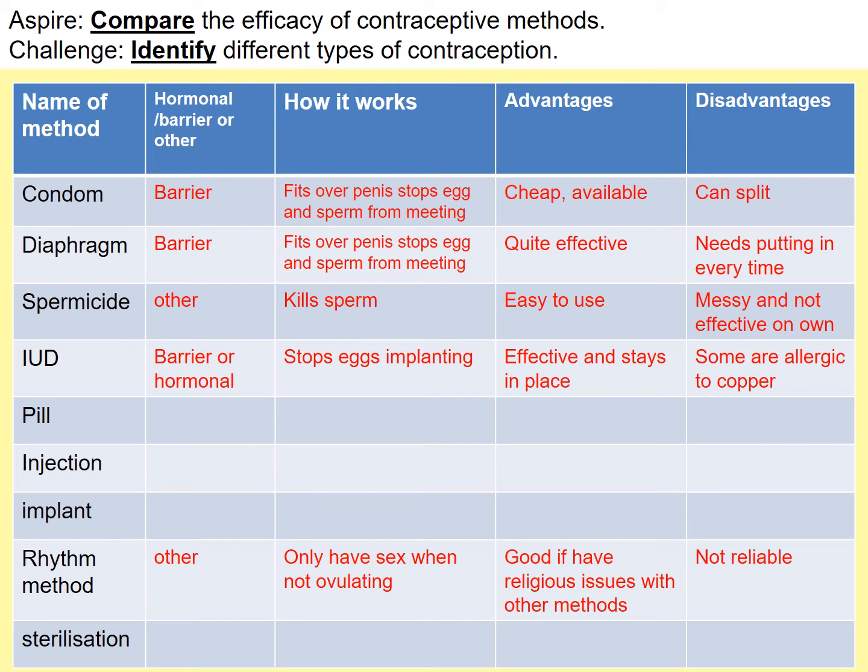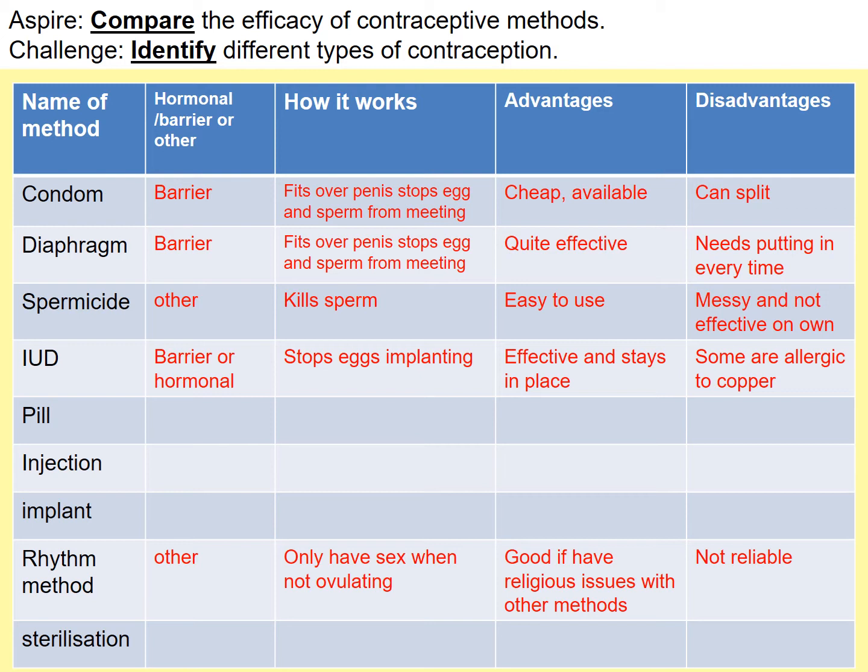The spermicides, we would class this as an other type of method because it's not really hormonal and it's not really a barrier. It works by killing the sperm or stopping them from swimming. An advantage is it's quite easy to use, it's readily available and it's not very expensive. But the disadvantage is that it could be classed as messy and it's not very effective on its own. It would need to be used with a different method.